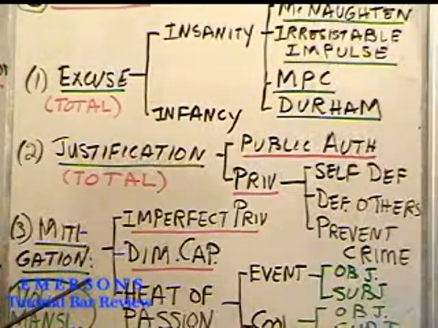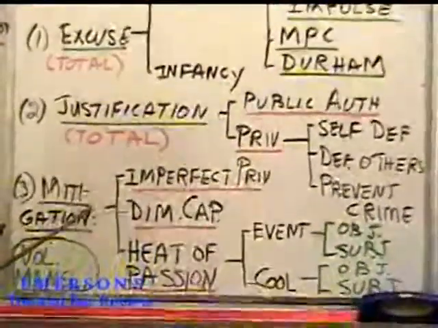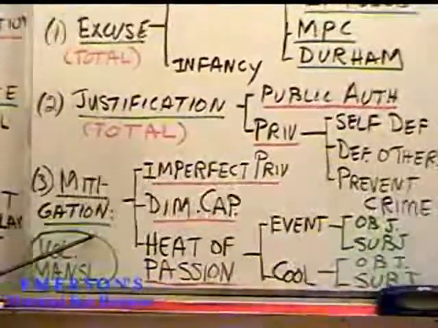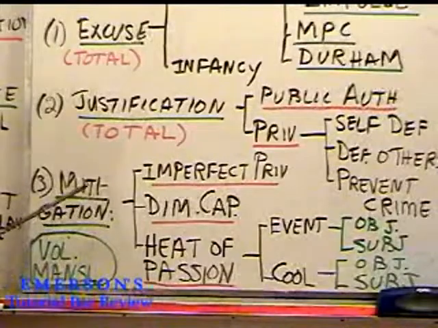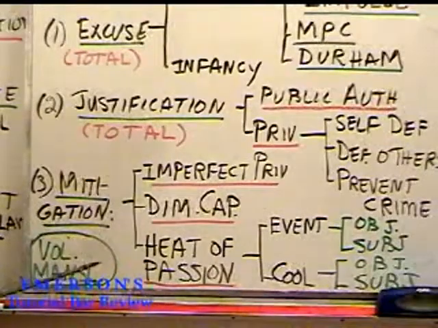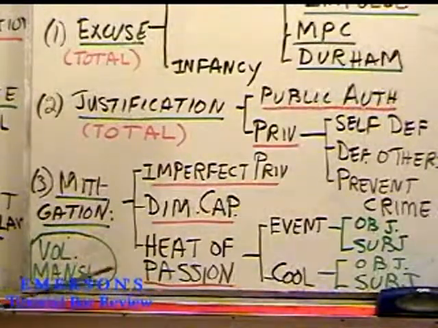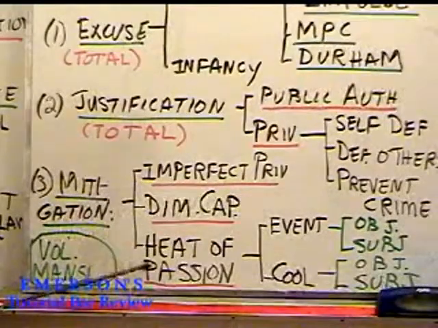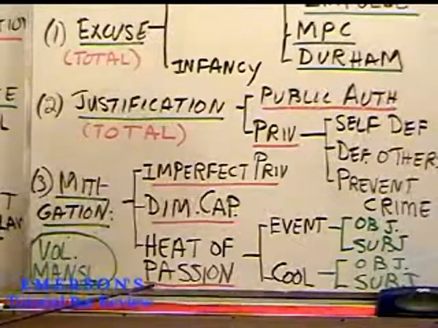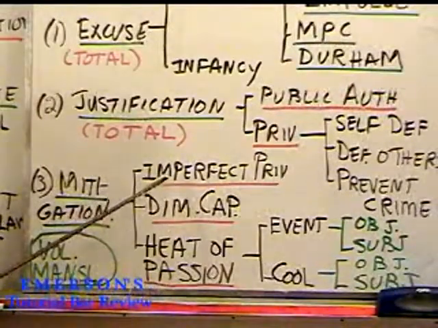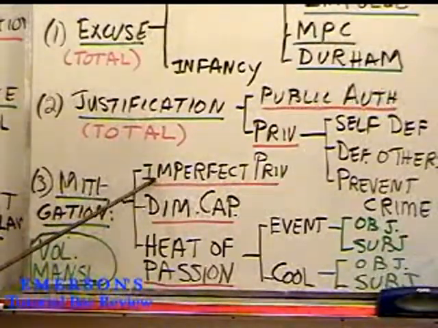Mitigation. The crime can be mitigated from what would have been common law murder down to voluntary manslaughter. There are 3 bases for doing that. These were tested on today's exam. The imperfect privilege.